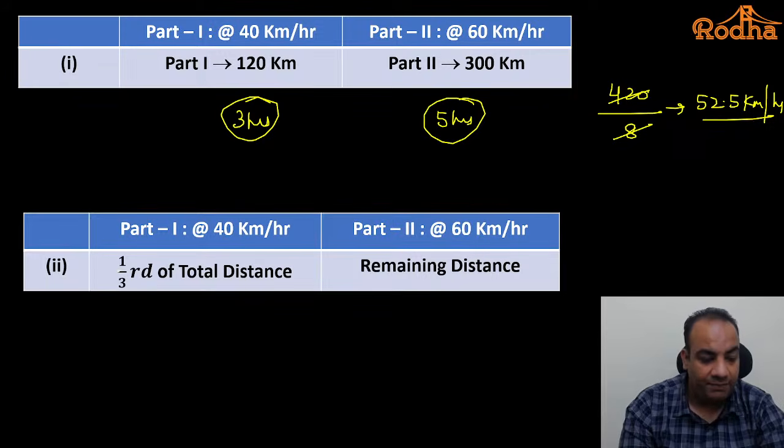In this, what is given? 1/3 of the total distance is covered at 40 km per hour and the remaining distance is covered at 60 km per hour. Find the average speed of the entire journey.